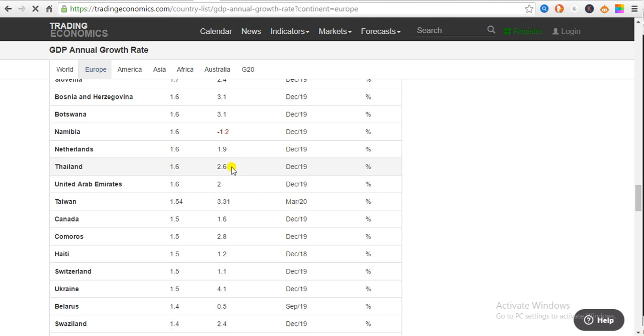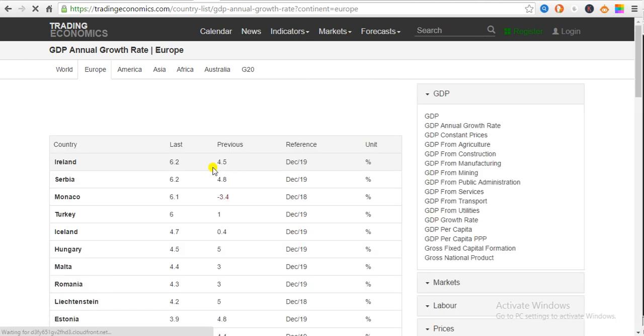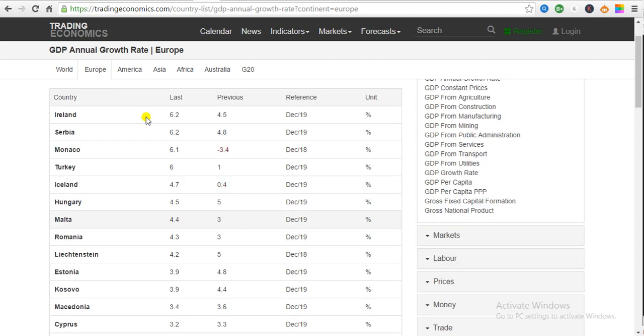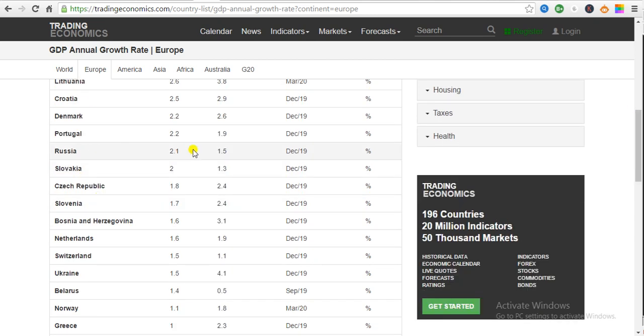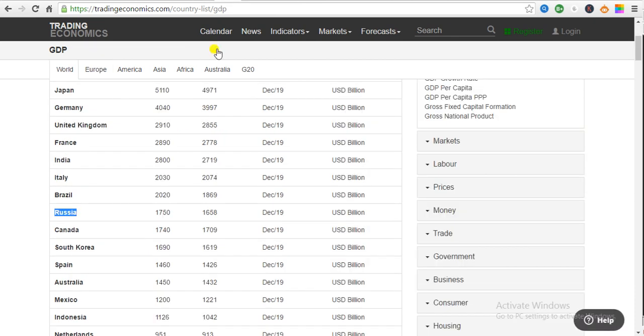Or I'm just gonna go here because I don't know if it's high or low, because it might be for the last part. All right, so the fastest in Europe is Ireland with 6.2. Oh yeah, Monaco. Monaco had a negative reading previously, but Monaco is an interesting place. Okay, I'll put it that way. Russia 1.5, which is not so impressive actually, but it's a huge economy, so that's how it is.